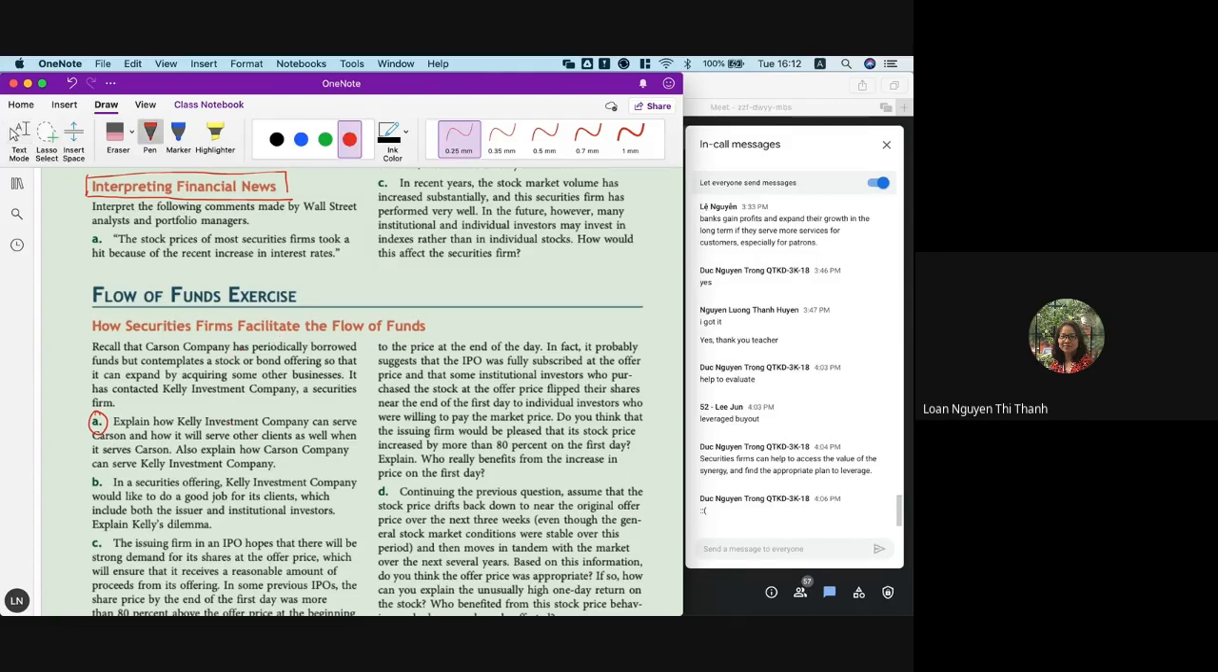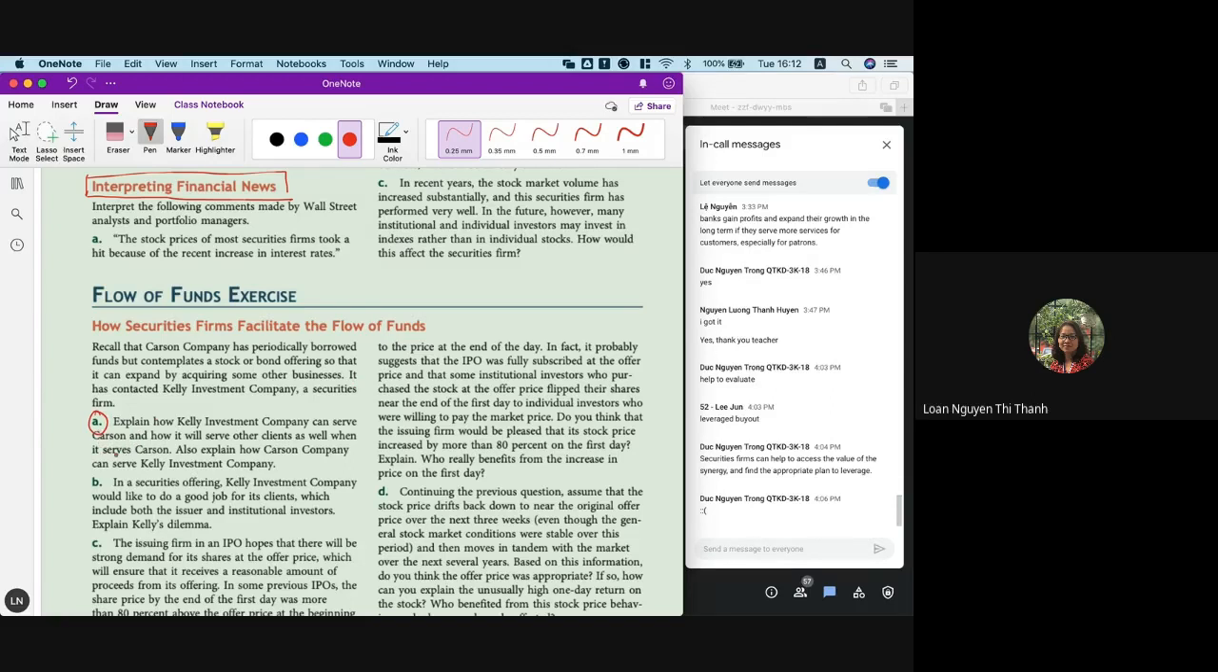How security firms facilitate the flows of funds. Recall that Carson Company had periodically borrowed funds, but contemplate a stock or bond offering so that it can expand by acquiring some other businesses. It had contacted Kelly Investment Company, a security firm.